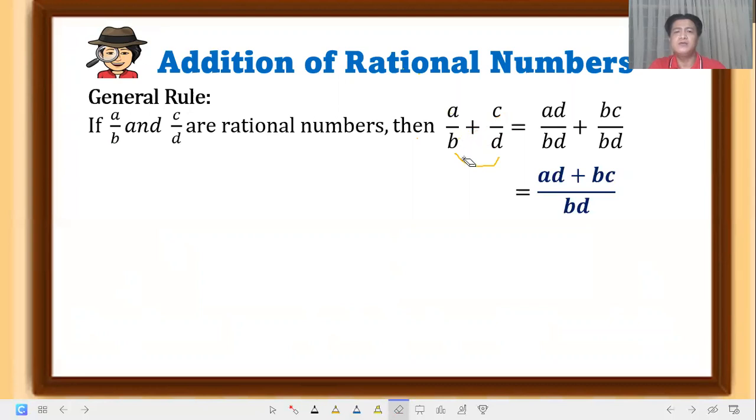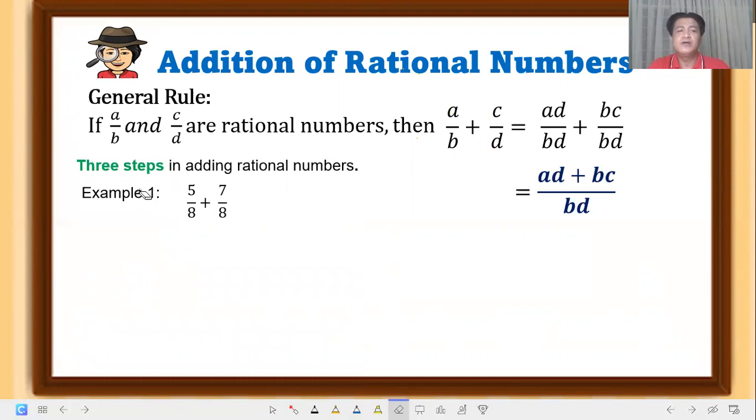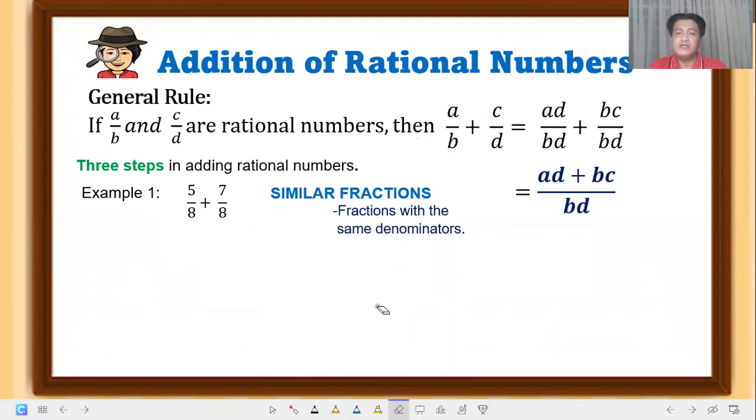Okay, so with that, using this rule, we can now solve this example number 1. Okay, but before that, meron tayong simple steps, no? Okay, so let's have 5 over 8 plus 7 over 8. So there are 3 steps now in adding rational numbers. Okay, so by the way, this is similar fractions. Let's recall, when we say similar fraction, this is simply a fraction with the same denominators. Okay, same yung kanilang 8, di ba? We call that similar fraction. And with that, for step number 1, make sure the denominators are the same.